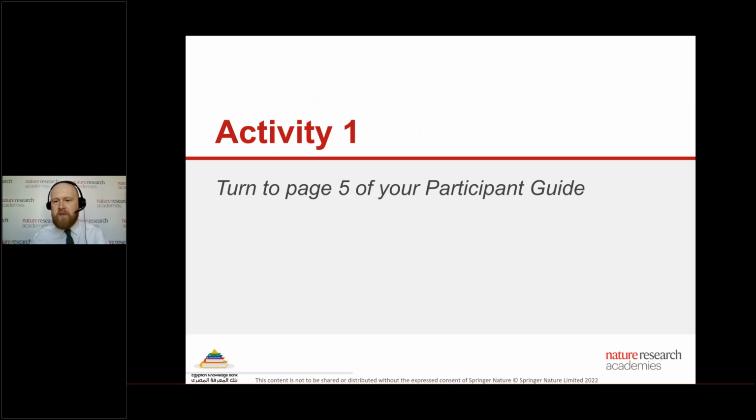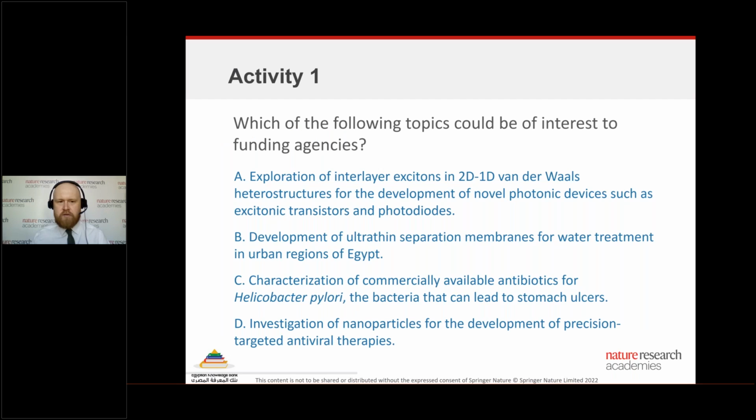Okay. Great. Well, we're going to go on to the first activity today, and you'll see this on page 5 of your participant guide. So I've given you here 4 topics that could be of interest to a funding agency. Now, I'm just going to give the audience 2 minutes to read over these different topics. After that, I'll be asking you some questions about them. So I'll just leave this on the screen for 2 minutes.